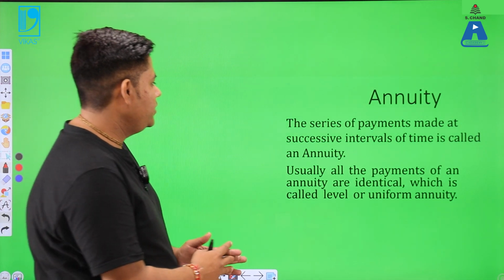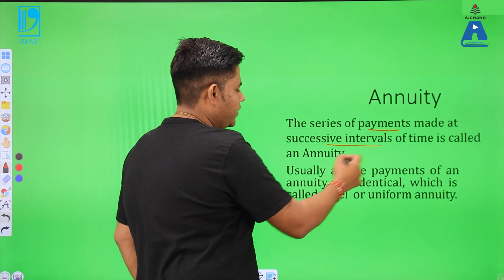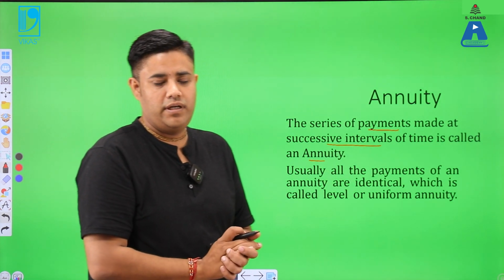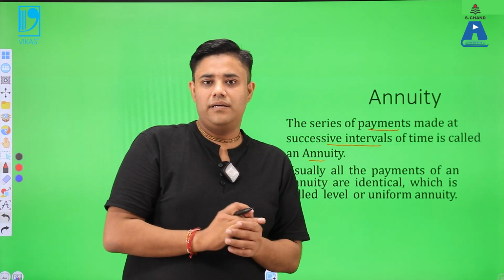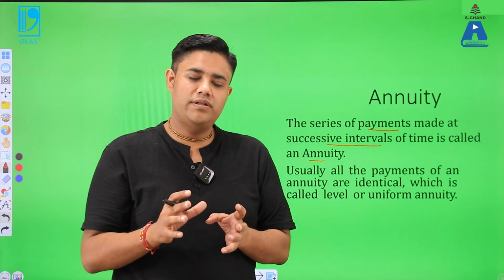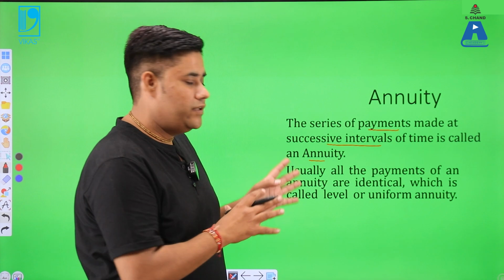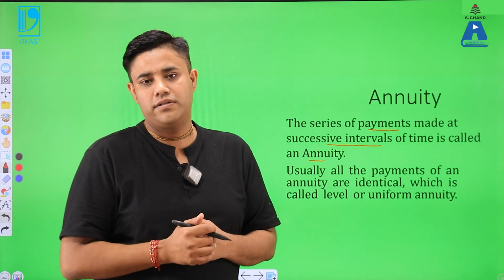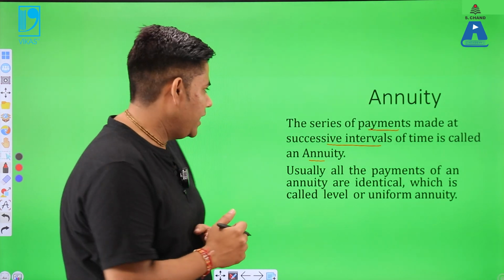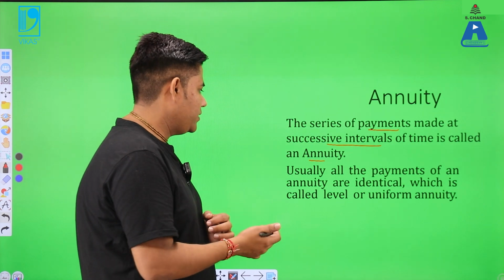Annuity is basically a series of payments which is to be made at successive intervals of time, and that particular series of payments is called an annuity. And that is different from compound interest. Compound interest is a value which is calculated for a specific period, but here we have recurring values which are calculated for a particular set, and that amount is linked with successive payments.